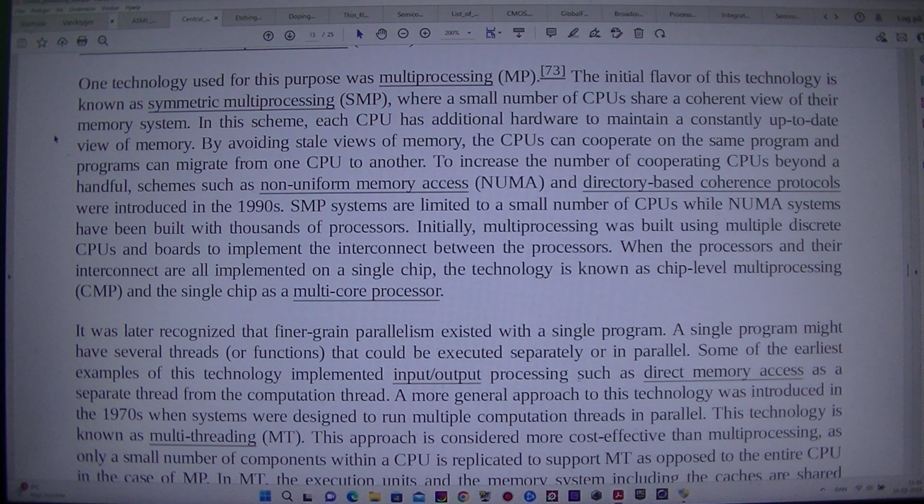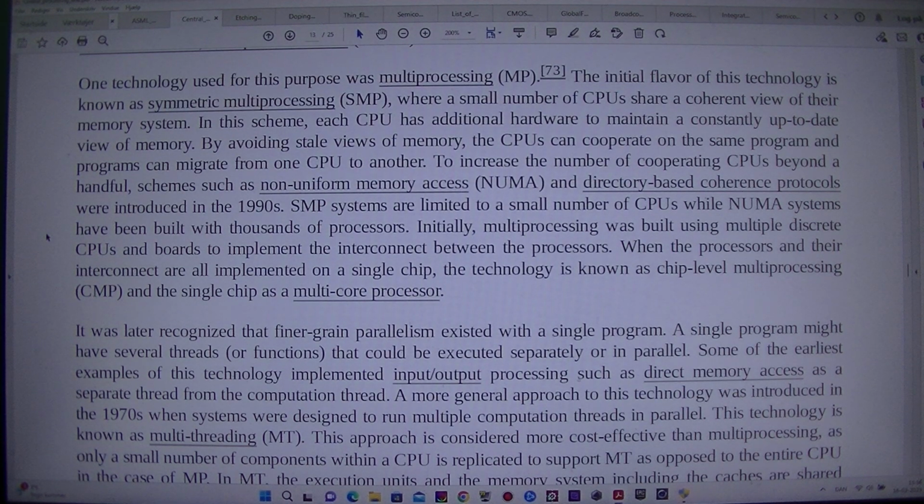By avoiding stale views of memory, the CPUs can cooperate on the same program and programs can migrate from one CPU to another. To increase the number of cooperating CPUs beyond a handful, schemes such as non-uniform memory access, NUMA, and directory-based coherence protocols were introduced in the 1990s. SMP systems are limited to a small number of CPUs, while NUMA systems have been built with thousands of processors.